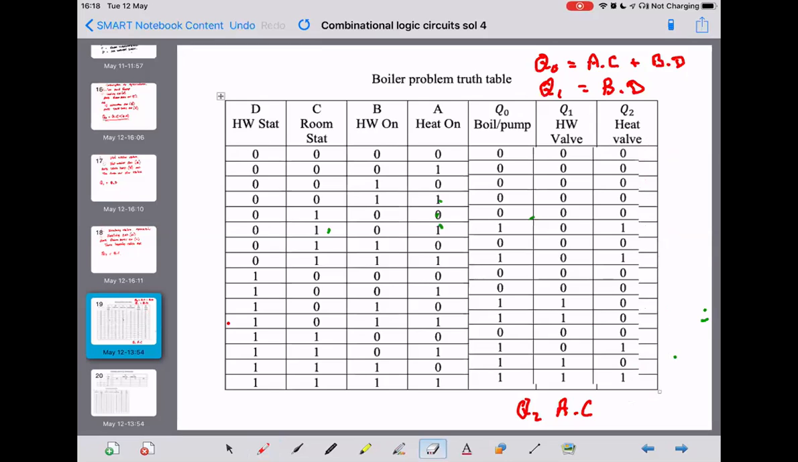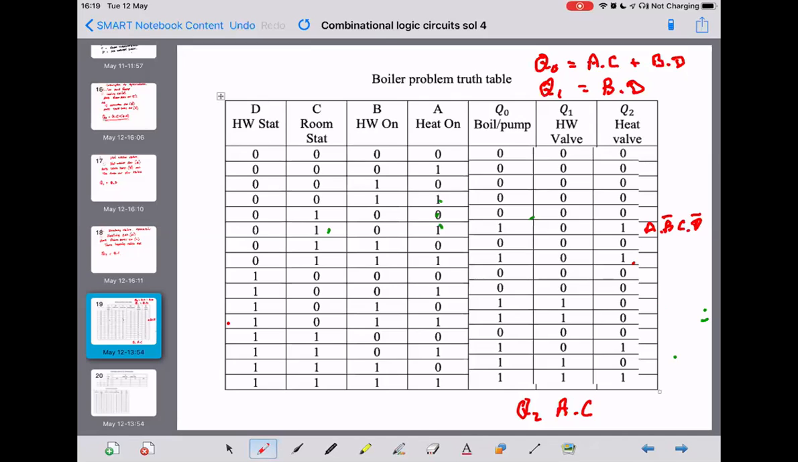Now, if we take one of those situations for a minute and say we're going to do separate expressions for each one, let's just take this Q2 one because that's on the end. This one in here, we'd have to have C on, not B, not D, and A. So that would be A, not B, C, and not D.